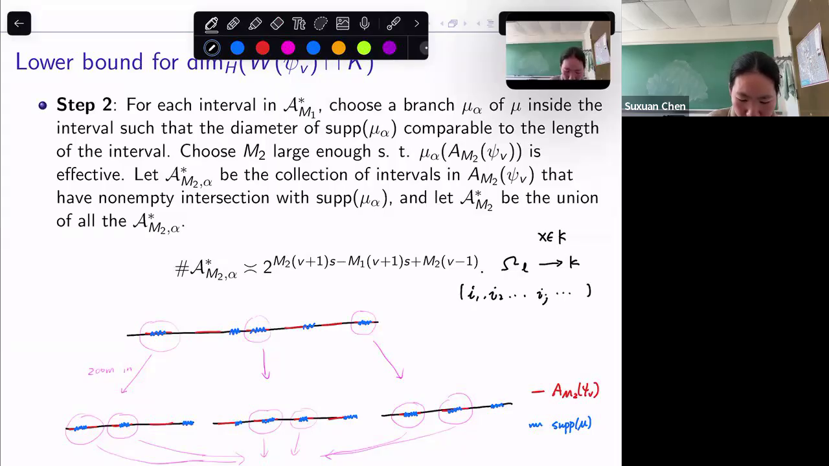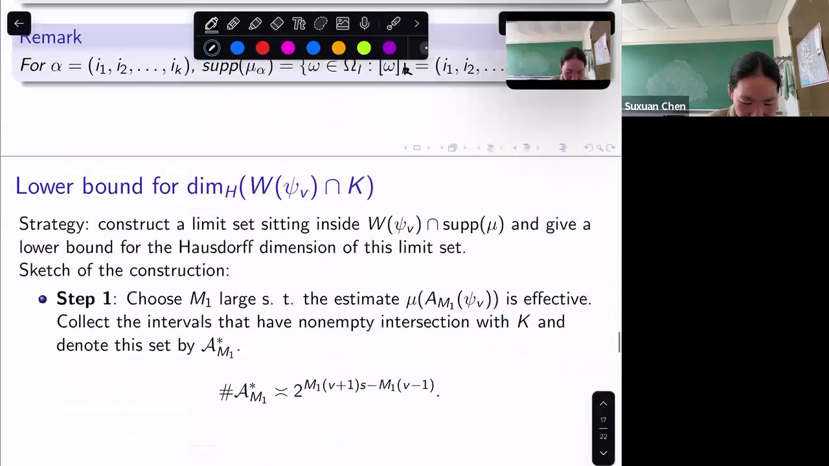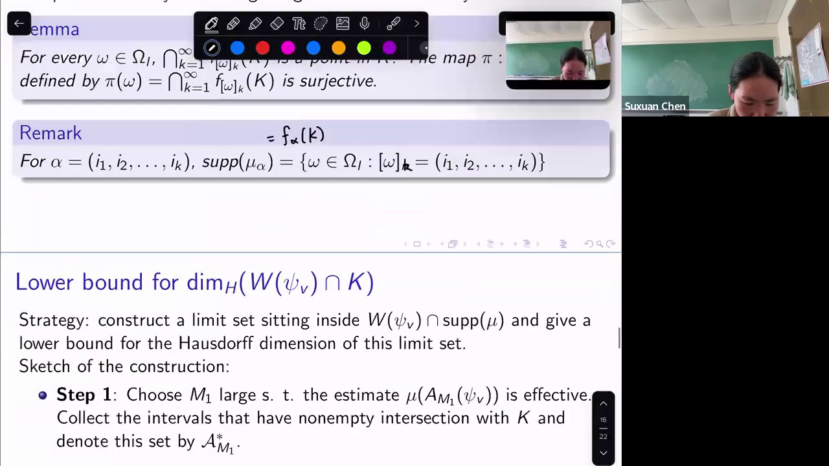And then we want to choose a branch mu alpha of mu such that x is inside the support of mu alpha. And then we just truncate at some point such that those c sub I1 up to c sub IN is the... Okay. Maybe we should go back here.